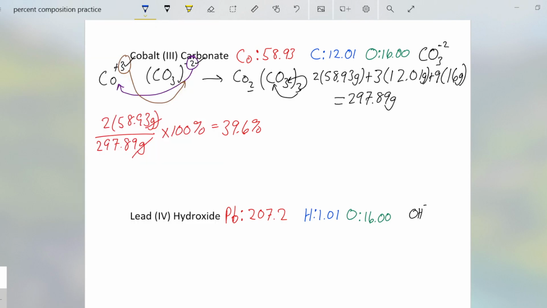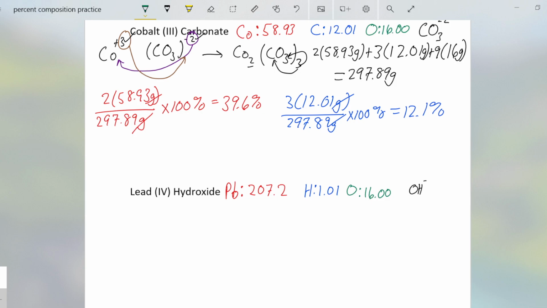For carbon, do the percent composition of that. We know that there are 3 carbons. So if I take 3 times the mass of carbon, 12.01 grams, and divide that by the molar mass of 297.89 grams. Also, we multiply by 100. Grams cancel, and I get 12.1%.